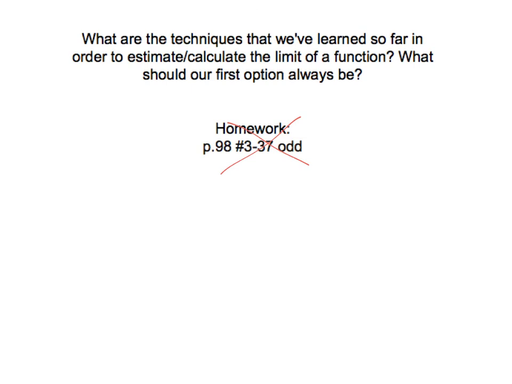So ignore this for now. We summarize some of those techniques, and now our other options are these trig theorems. But what should our first option always be? Always want to try direct substitution. Sometimes limits are as easy as that. Remember, functions are continuous most of the time. But, of course, we're really evaluating limits at those points of discontinuity, and that's what we're going to get into in the coming sections here. But always try direct substitution first.